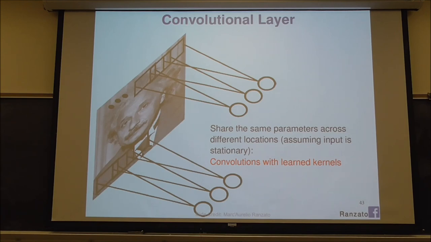What are the weights usually initialized to? Gaussian random numbers. So you just sample numbers from a Gaussian.